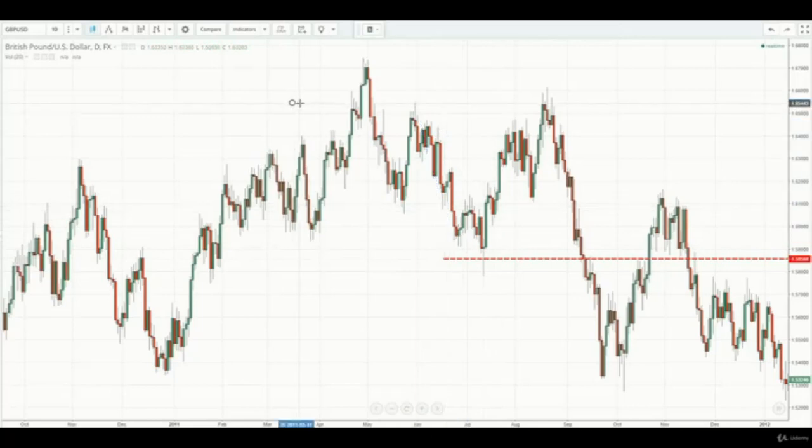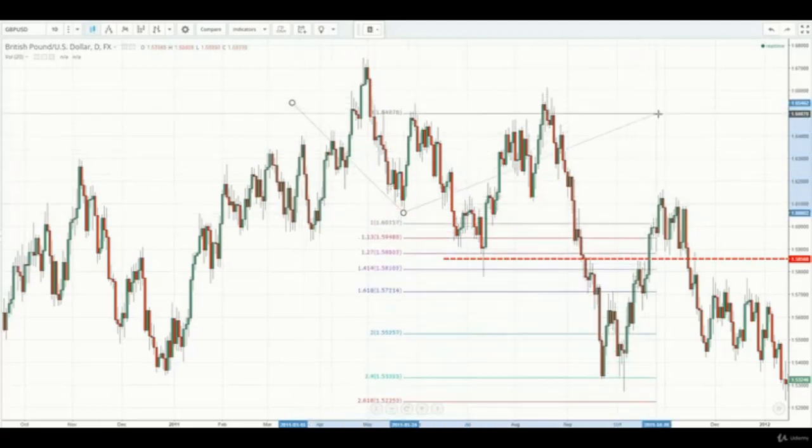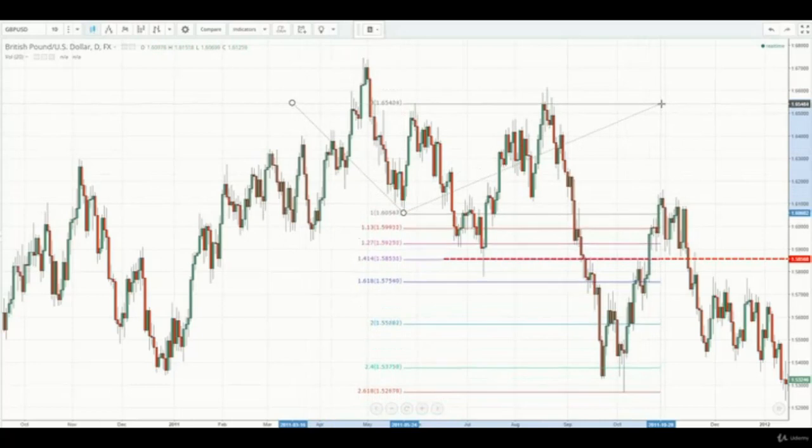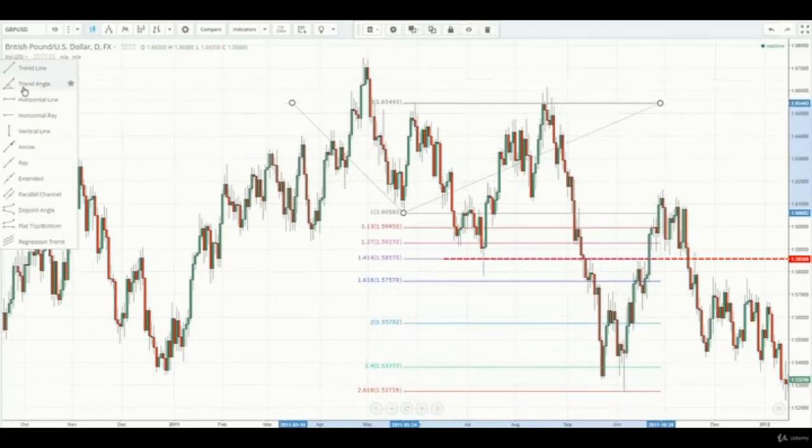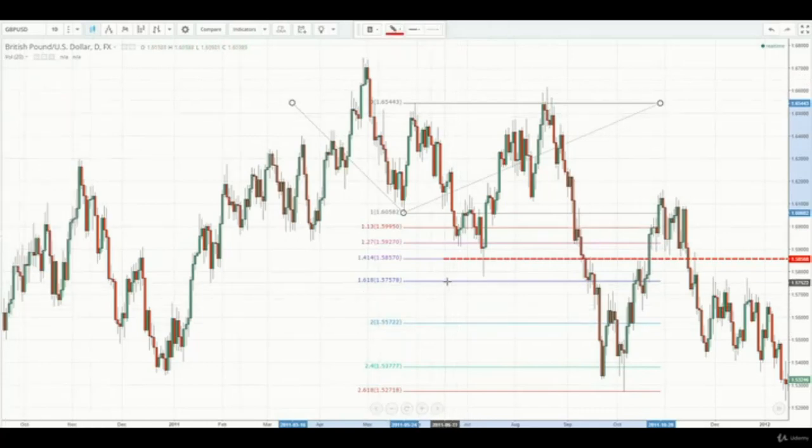So we will go from the high, which is the C point, down to the B point again, and right back up to the C. And we will look for the 1.618 level, and we will put a ray on that. And this is my PRZ.